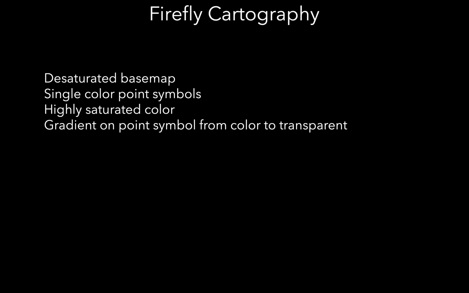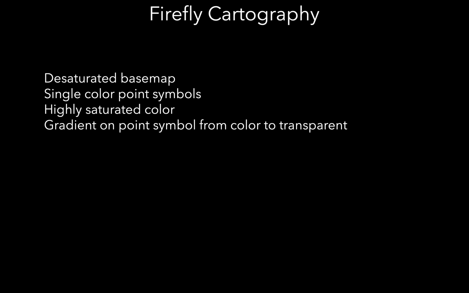So what the firefly technique does is it uses a desaturated base map. It uses a single color point symbol, and that single color is highly saturated. So we use a very bright blue, a very bright green, a very bright red, for instance. So a highly saturated color of a single color for the point symbol, and then we have a gradient on that point symbol so that it goes from fully opaque in the middle, and then it has a gradient to transparent as we move away from the point.